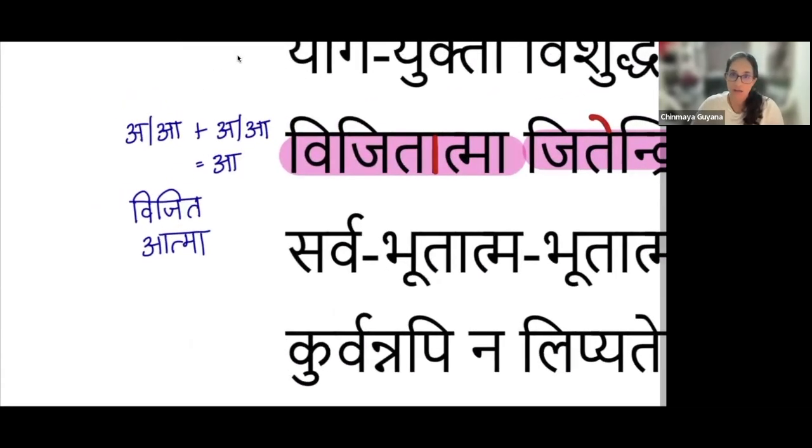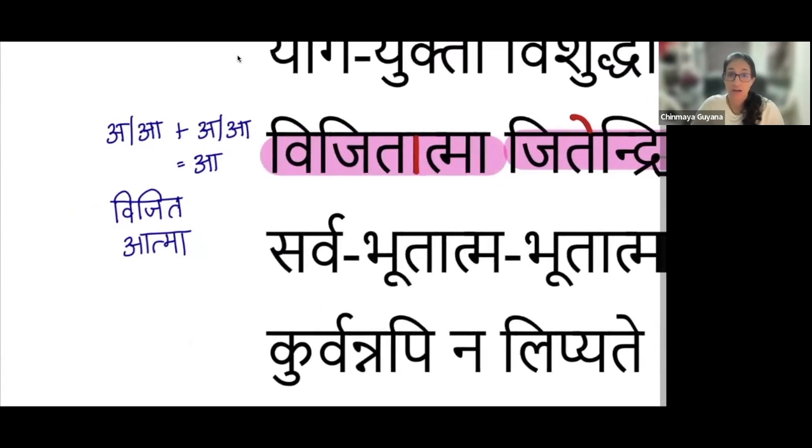Vijitatma. The A in Atma and Jita, Vijitatma. A comes from A or A plus A or A equals A. So our first word is Vijita. The second word is Atma. This word I think everyone would have guessed. There's no word like Atma. You would have never heard something like that, but you'd have heard Atma. So, Vijita and Atma.